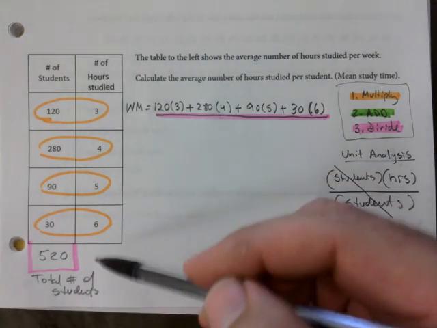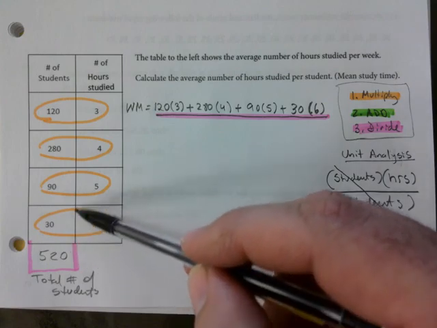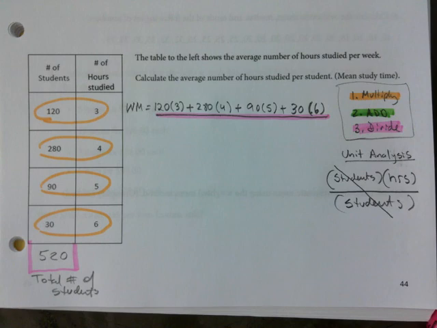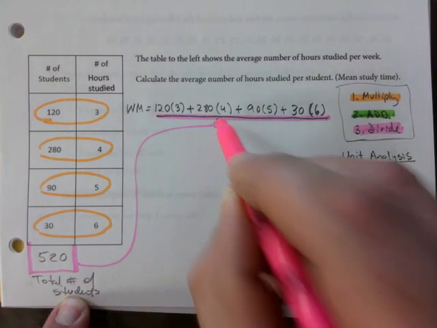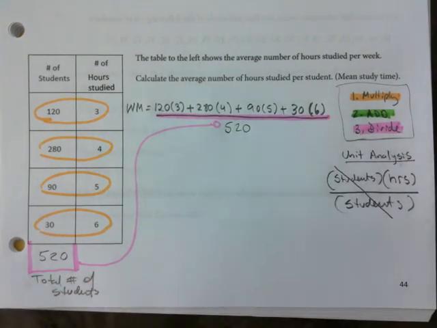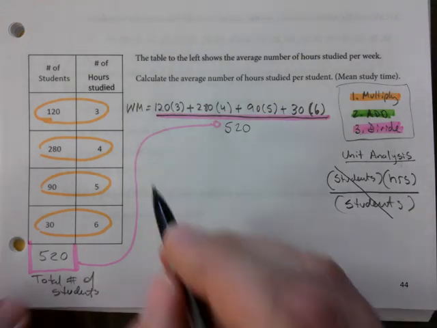I don't care about adding up the hours. I just added up the students. I felt like going with pink all here, like highlighting the whole thing. But you do whatever you need to do to make sense of it. Okay. So then we take this and put it underneath here. And now we're basically wrapping this up.